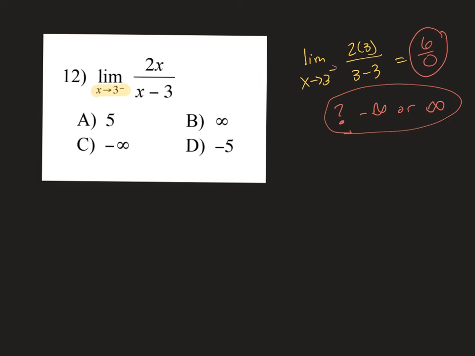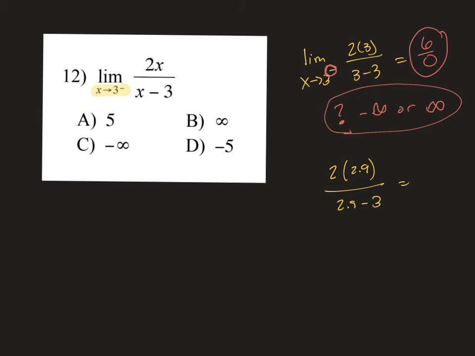And we can do that if we pay attention to this minus sign. Since we're approaching 3 from the left, it means we want to pick an x value that's just to the left of 3. So an integer that's just left of 3 would be 2. You could actually use 2 if you wanted, but you could use something like 2.9 or some other number that's just to the left of 3. And I'm going to substitute that in instead.